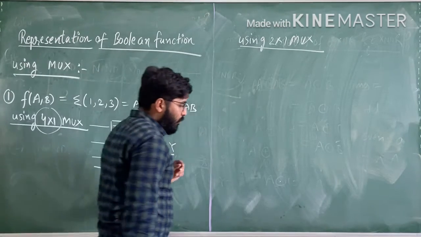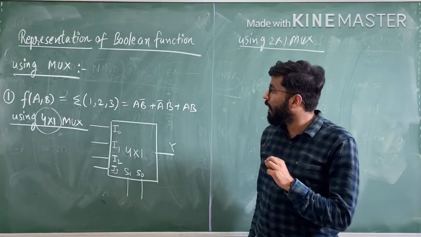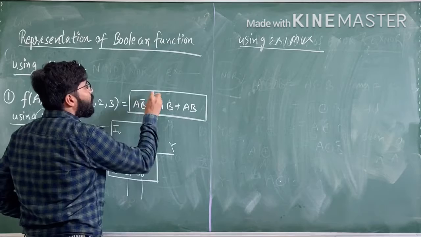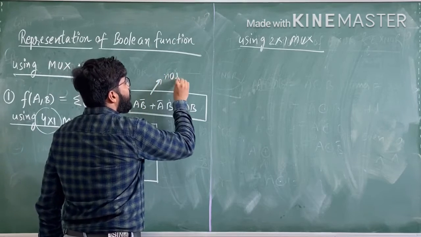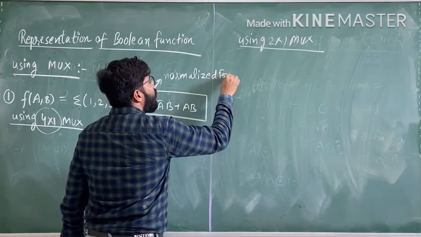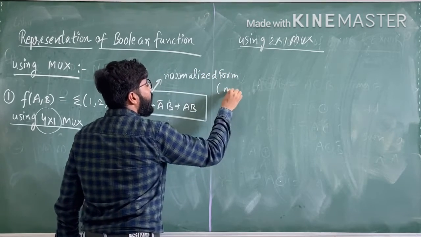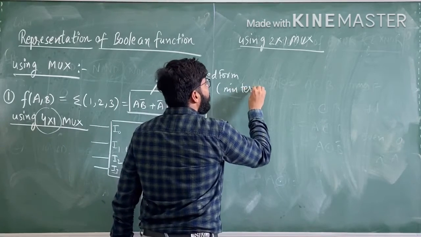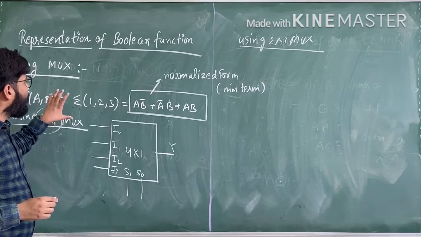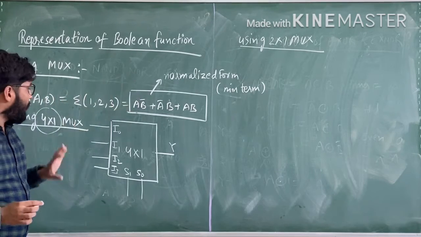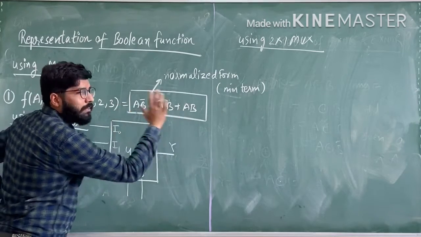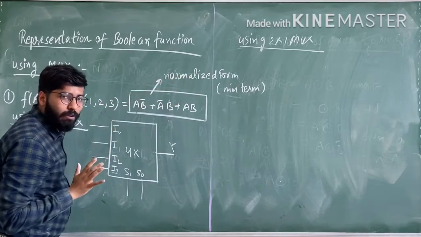Before going through the question, keep in mind that the question should be present in the normalized form. Normalized form means min-term form. If the question is given in min-terms, then it is okay. If it is not given in the normalized form, you have to make it normalized. So see here, 2 variables are there in the question, so the question is present in the normalized form.